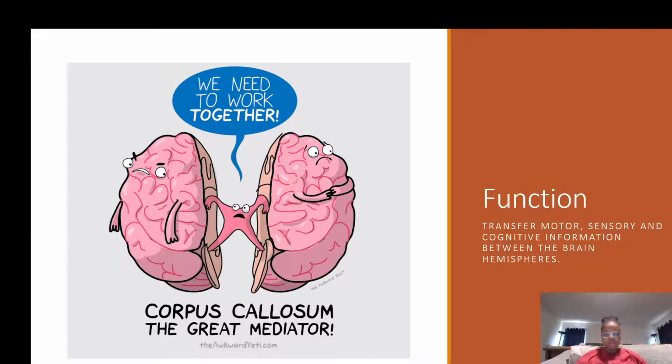The corpus callosum transfers motor, sensory, and cognitive information between the brain hemispheres. An increase in the callosum thickness helps the brain area develop, which correlates with intelligence, problem-solving activities, and processing speed. So any problems with the corpus callosum lead to disruption in brain communication, which causes severe consequences.